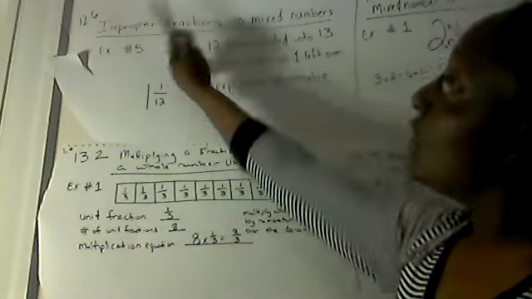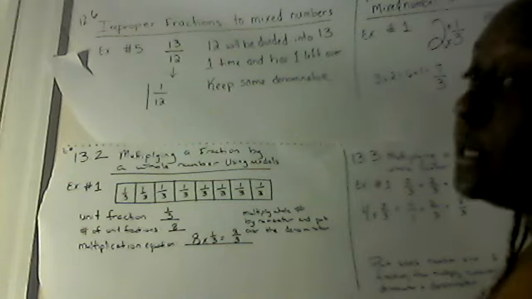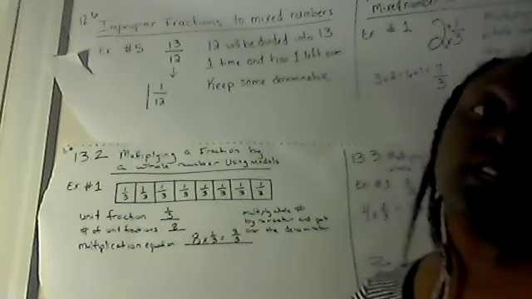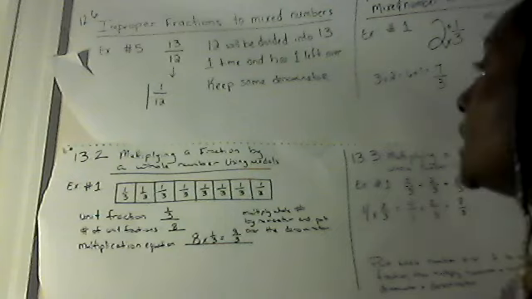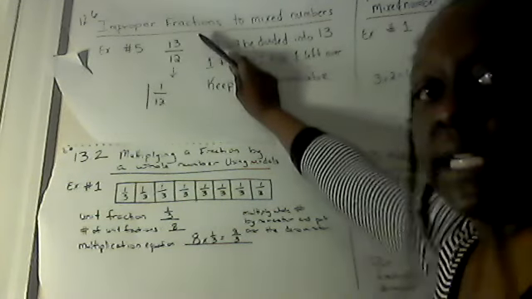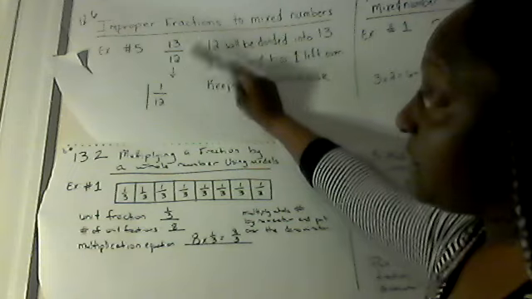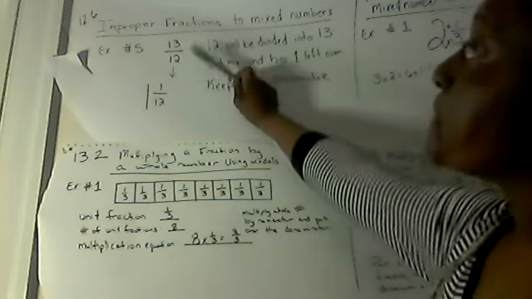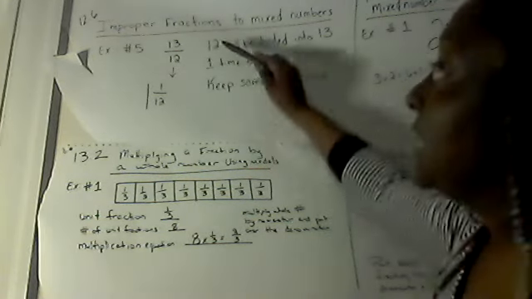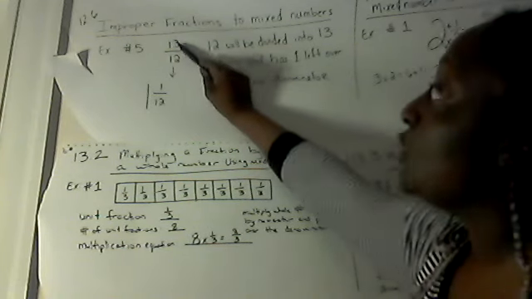Okay, so first things first, we're going to start with section 12.6, which is improper fractions to mixed numbers. So I'm going to show you how to change an improper fraction to a mixed number. So the example that I'm using is example number 5 on topic 12.6. So if my fraction is 13/12 or 13 divided by 12, I will first start by dividing my denominator into my numerator.